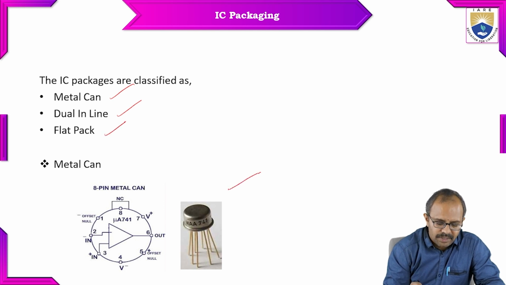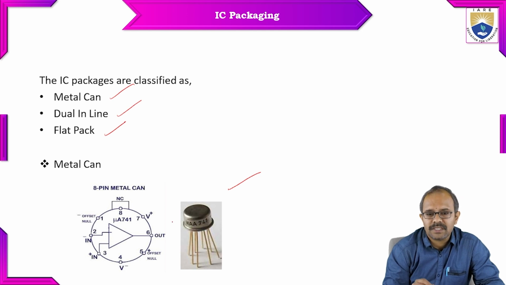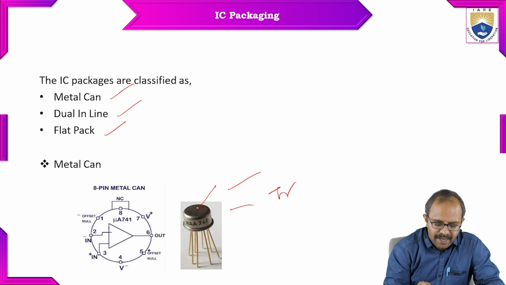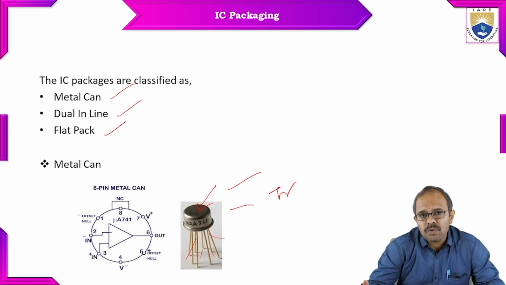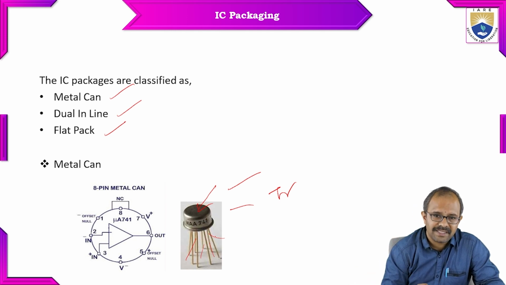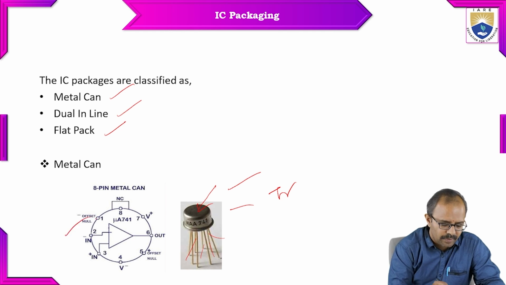Whatever you can notice here, this is the best example for the metal can type. It looks very similar to your transistor. Here we have a metal can cap, and you can find a number of pins that come out from the metal can type. So this is how a metal can IC looks, and it's a flat view.